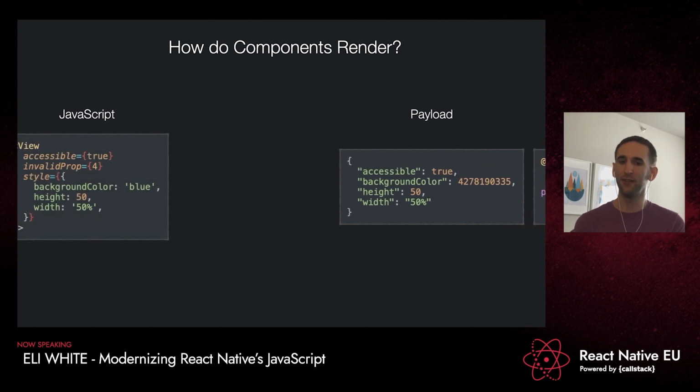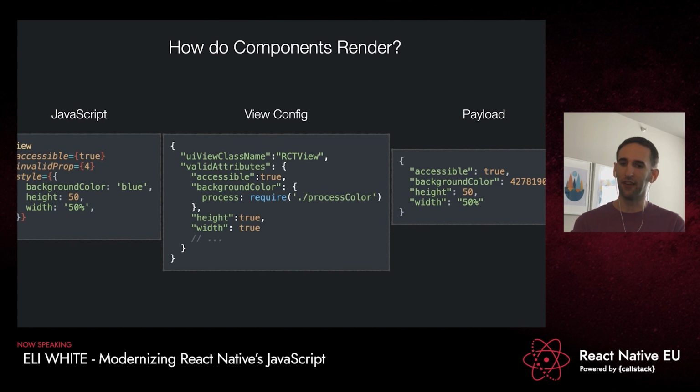And this thing that knows how to do it is called a view config. The view config is a description of the component, of all of the different properties that it receives, all of the different valid attributes, and how to process them. So you'll see here for accessibility, height, and width, that it says it has the value of true. True means whatever you set in JavaScript, just pass that along into native. Don't change it at all.